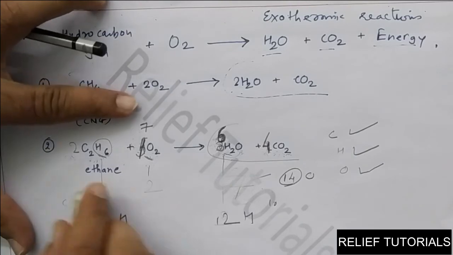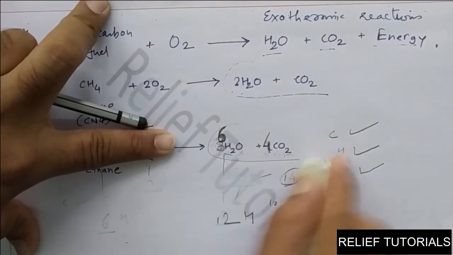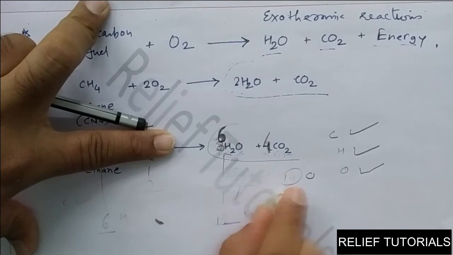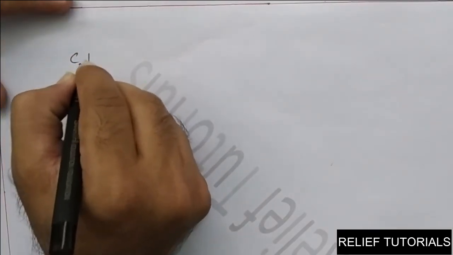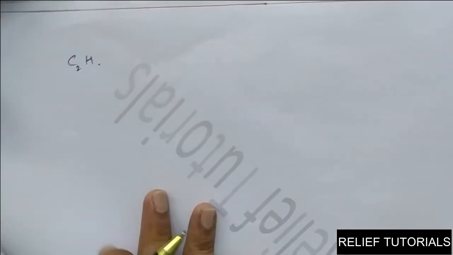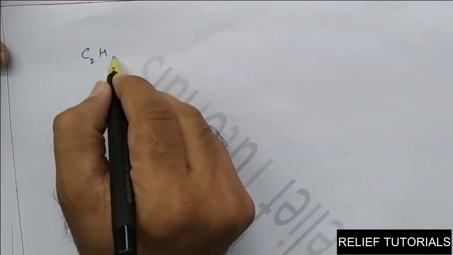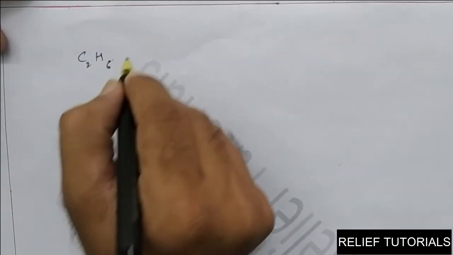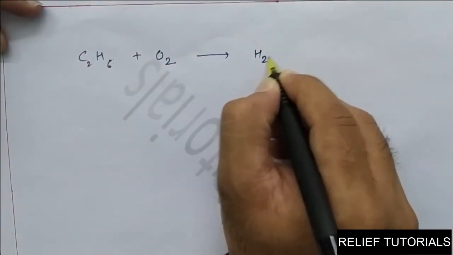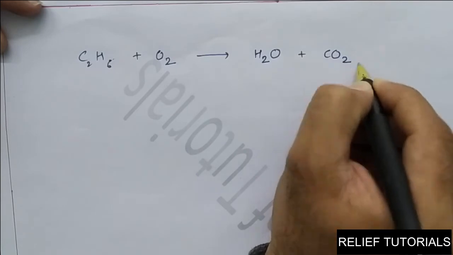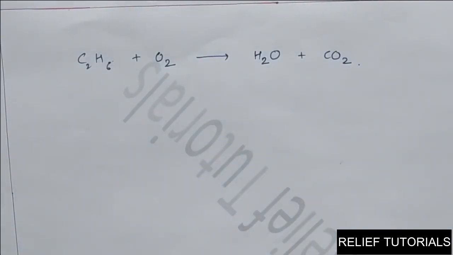I have one more method which makes the balancing much easier in this case. Ethane was there, C2H6 plus oxygen gives H2O plus CO2. Same equation, but let us try another way.